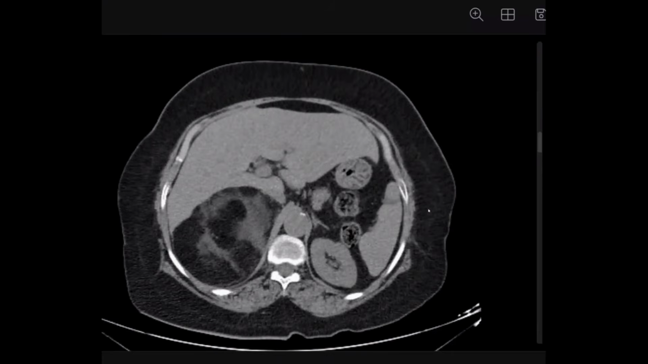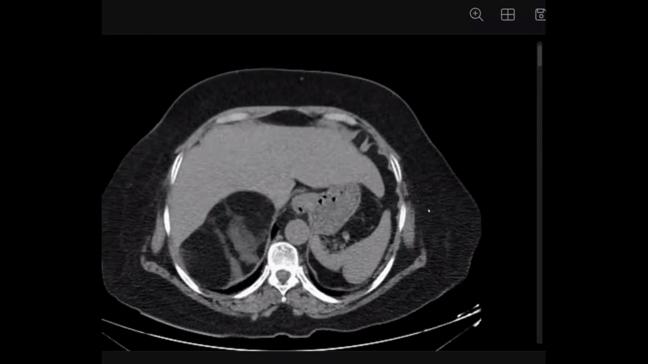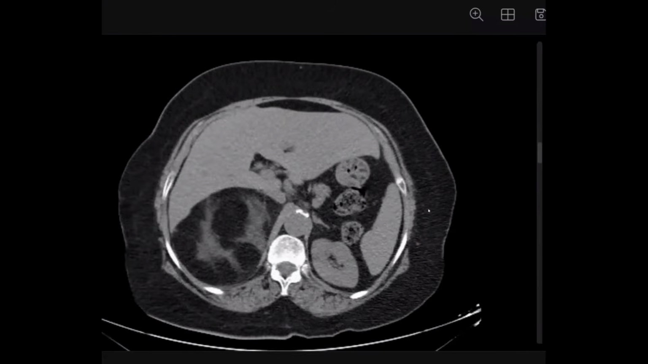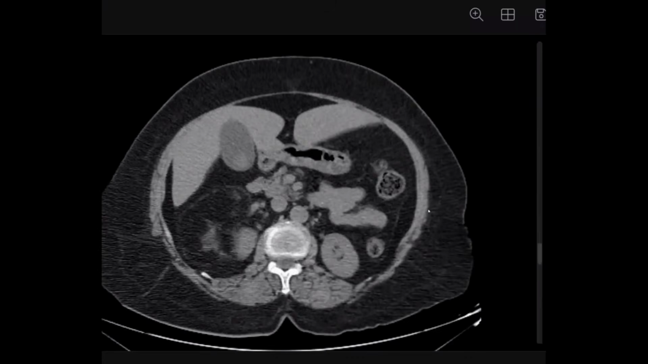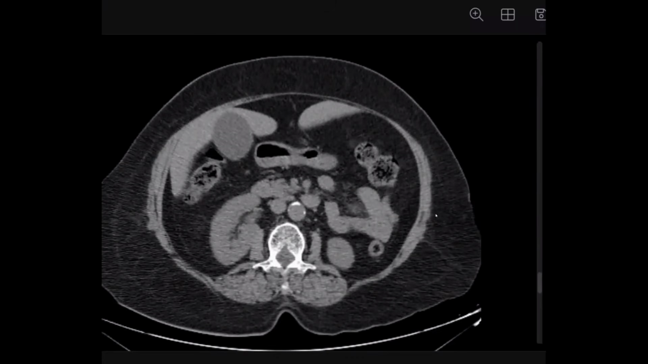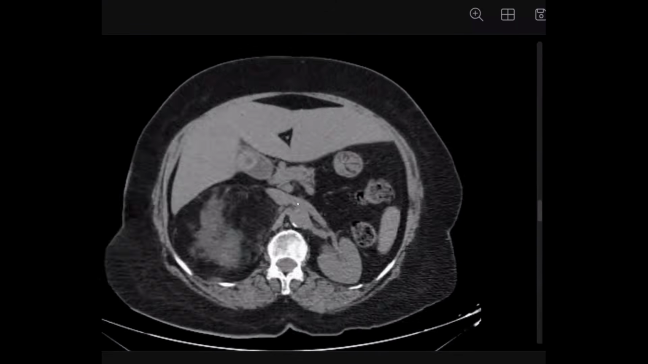I want to see on the coronal images if there is any communication of this fat density mass with the kidney. However, the left adrenal gland is visualized. I cannot appreciate the right adrenal gland.